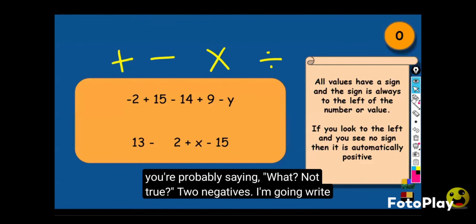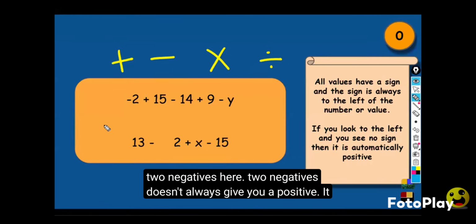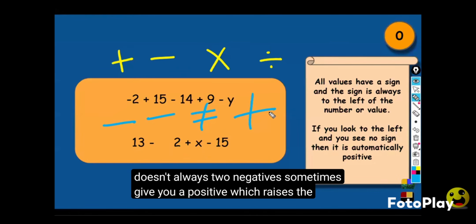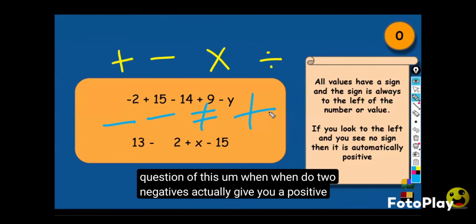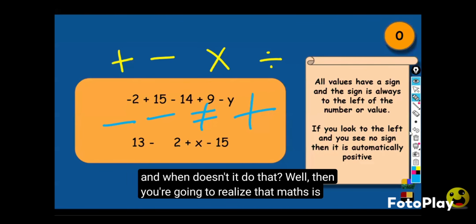I know you're probably saying, what? Not true? I'm going to write 2 negatives here. 2 negatives doesn't always give you a positive. 2 negatives sometimes give you a positive, which raises the question: when do 2 negatives actually give you a positive, and when doesn't it do that?